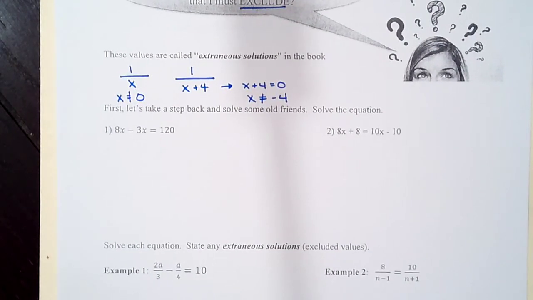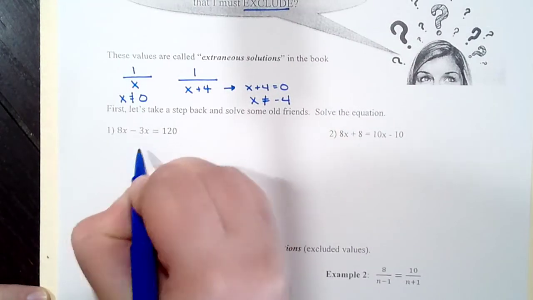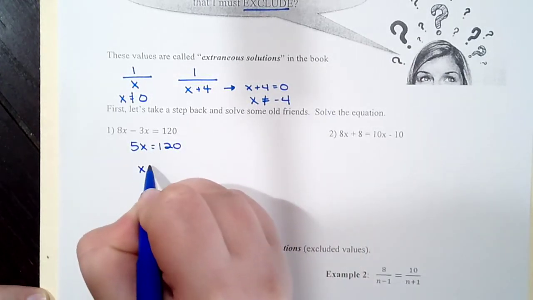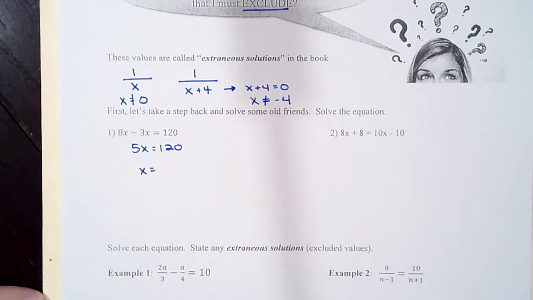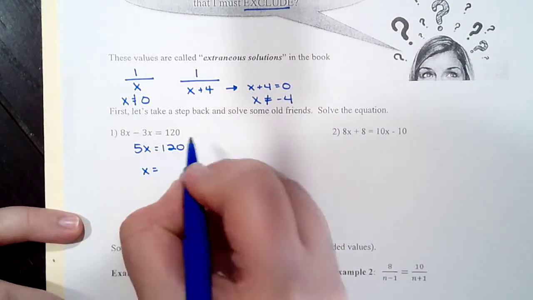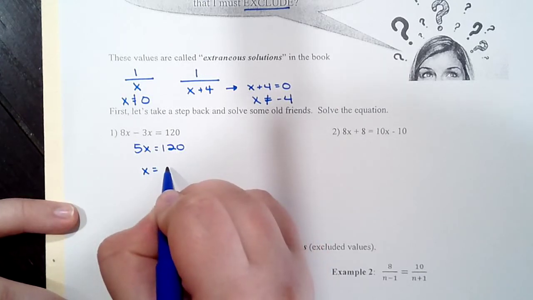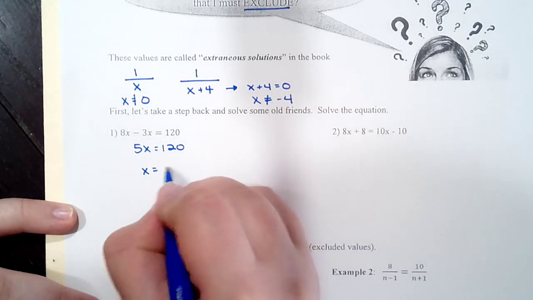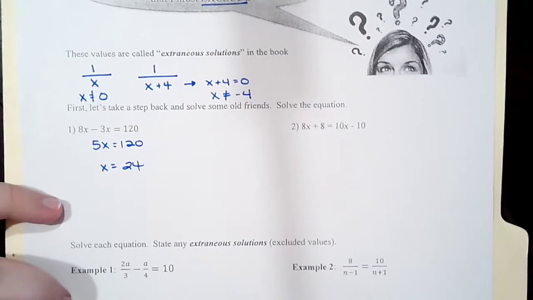So let's take a quick step back and solve some of these. We're used to these. 8x minus 3x is 5x. It equals 120. Divide both sides by 5. And I get, anyone know their division right off the top of their head? No? All right. 5, let's do 12. We get 2. Struggling for a minute here. 24. Well, 5 times 20 is 100. Yeah, 24. Had a brain fart moment. Thanks for bearing with me.